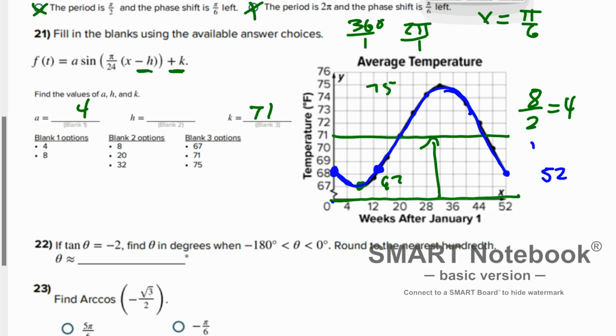And normally to find my period, we take 360 and divide that by b, right? So if I want to find b, I would take 360 and divide that by my period, which is 52. So 360 divided by 52, and we get 6.9, so about 7. Well, that answer is not on here, right?